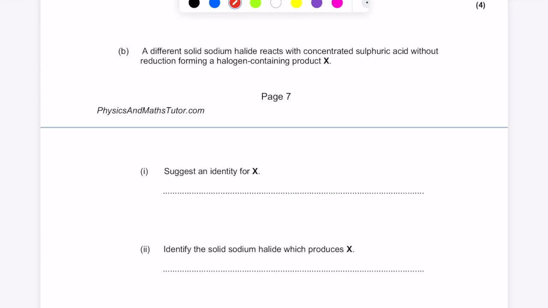A different solid, sodium halide, reacts with concentrated sulfuric acid without reduction, forming a halogen-containing product X. Suggest an identity for X. So you want a halogen which acts as a weaker reducing agent, so you need to look towards the top of the table. So the solid sodium halide will be something like sodium chloride or sodium fluoride. So in terms of what that product will be, it will be hydrogen chloride or hydrogen fluoride.